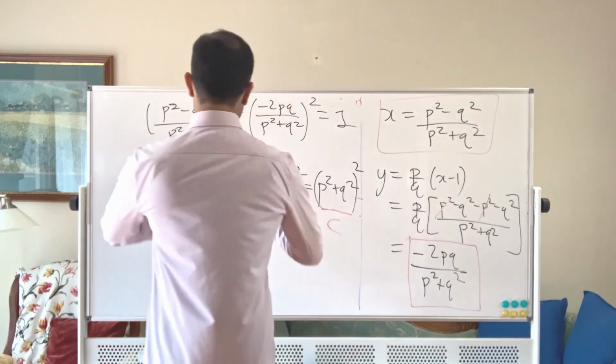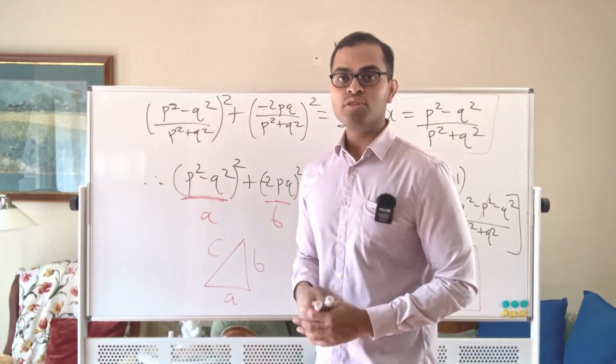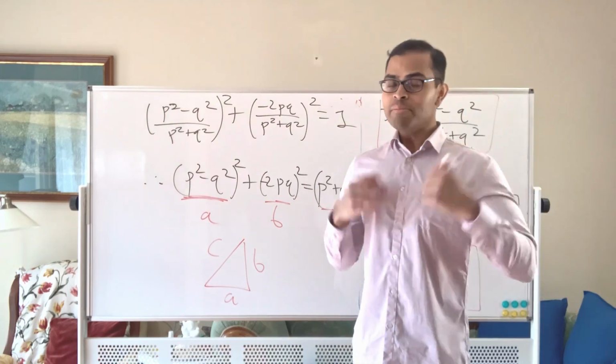So I want you to play around with this formula. It's my challenge to you. Play around with this formula, come up with some Pythagorean triples, drop a comment down below, and let me know if you have any questions.